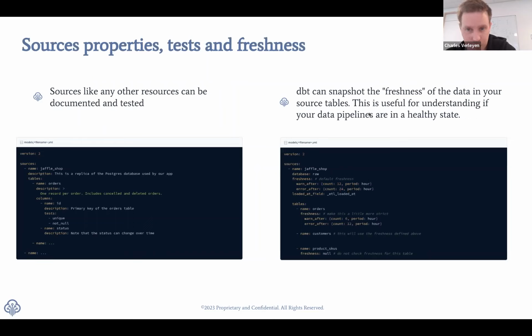the data producers. DBT can snapshot the freshness of the data in your source table. As I mentioned, that's really useful to see if your data producer has dumped data recently.